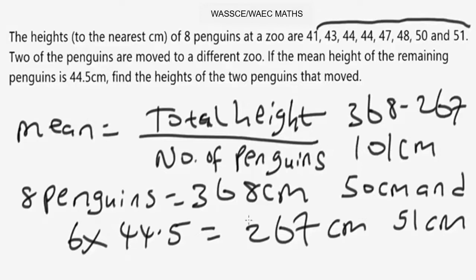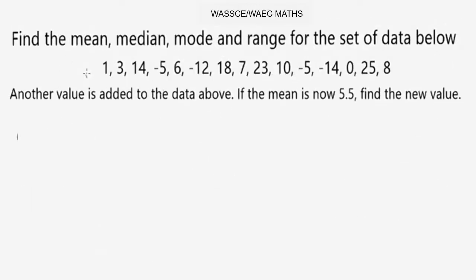After having done this, let me give you guys the practical question. Mean, mode, median, and range, and after it you can call it a class. Let's wipe this. Okay guys, now let's look at this math practice question under statistics. It says find the mean, median, mode, and range for the set of data below. Alright, these are the data we have. Under it says another value is added to the data above. If the mean is now 5.5, find the new value. Okay, so for the mean, let's begin with the mean.